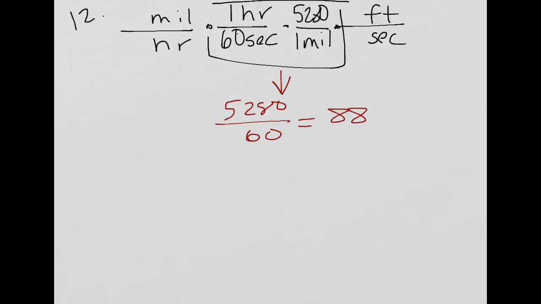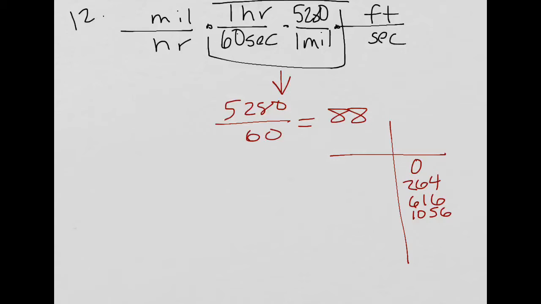So in our new problem, it wants us to use the trapezoid rule. So 0 times 88 is still 0. 3 times 88 is 264. 7 times 88 is 616. 12 times 88 is 1056.